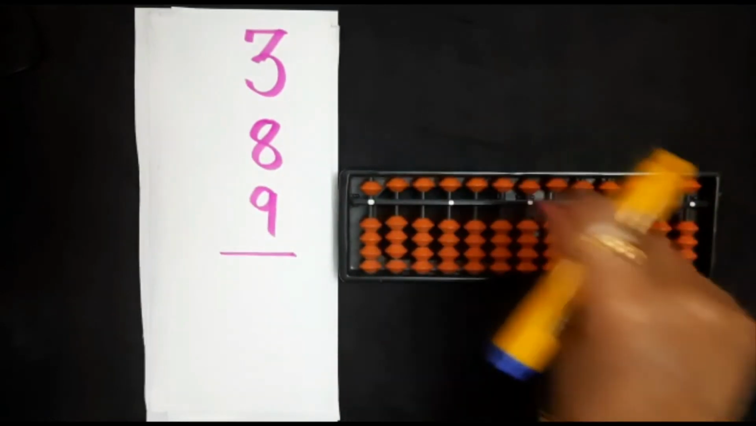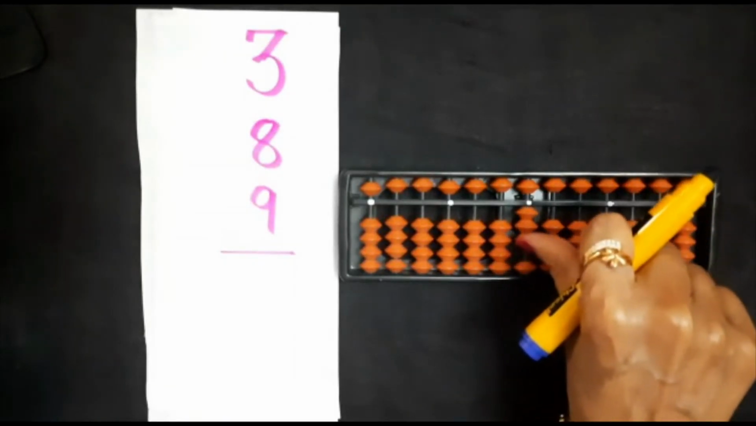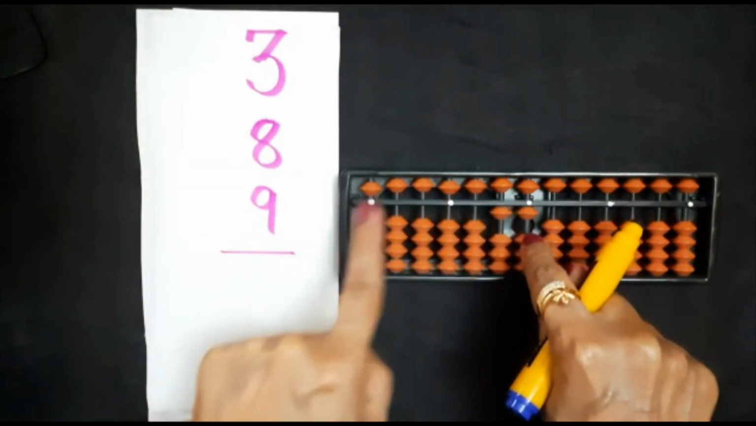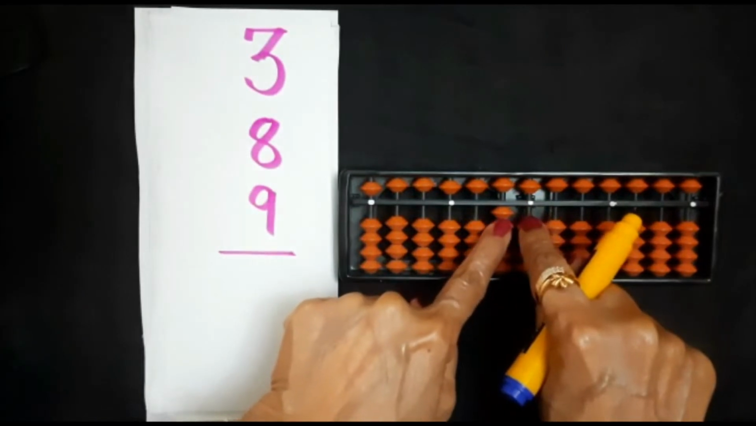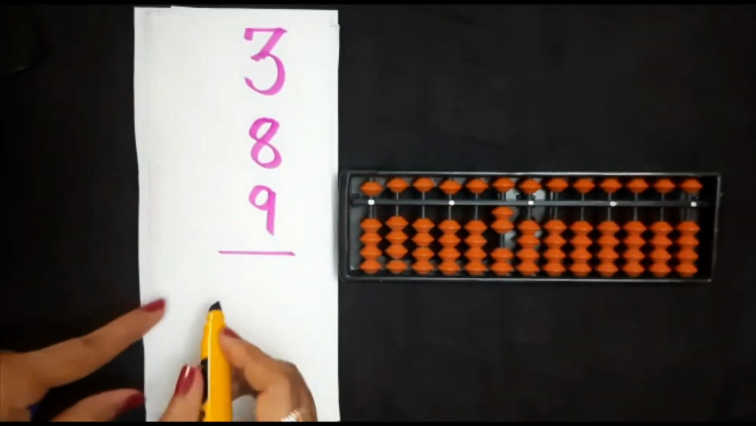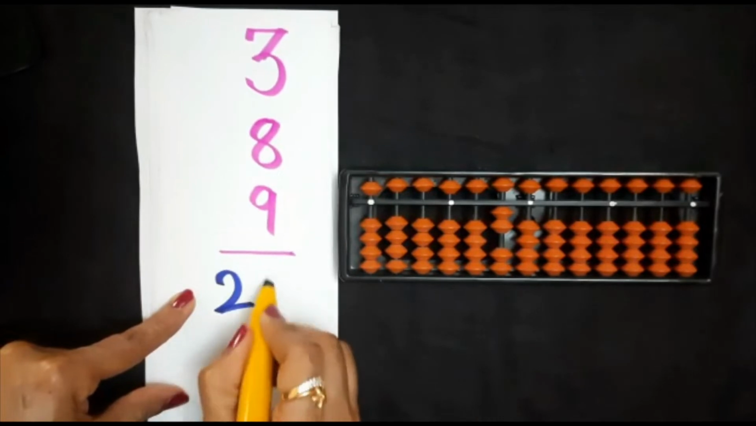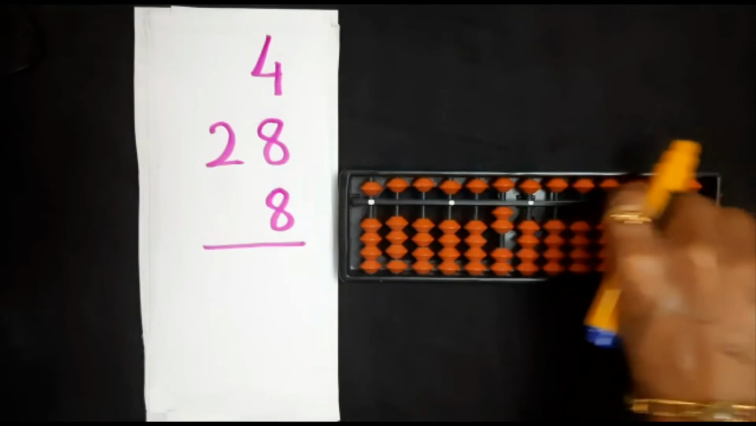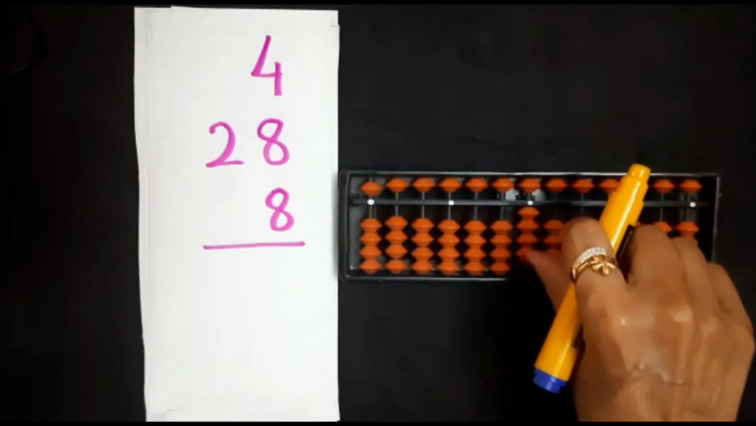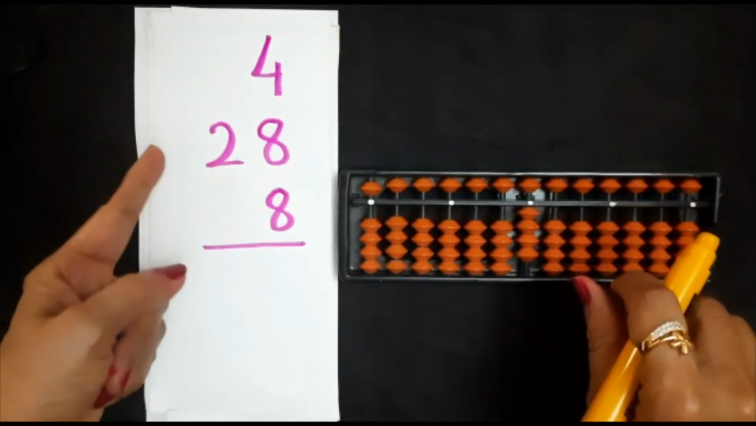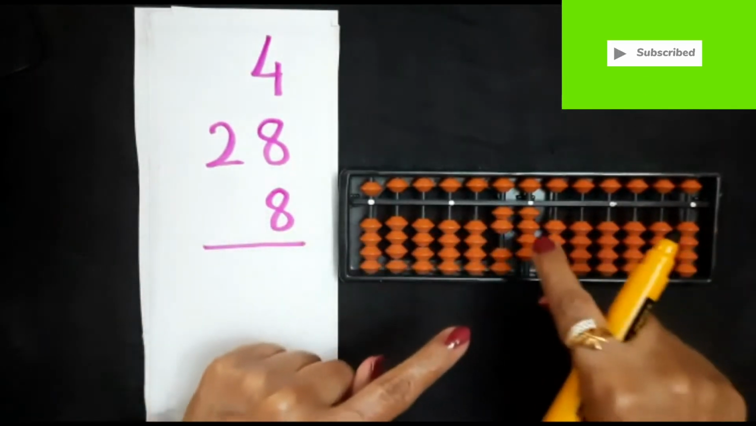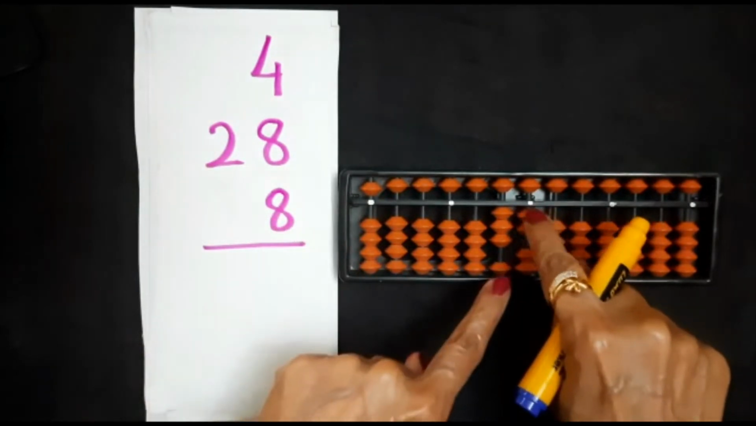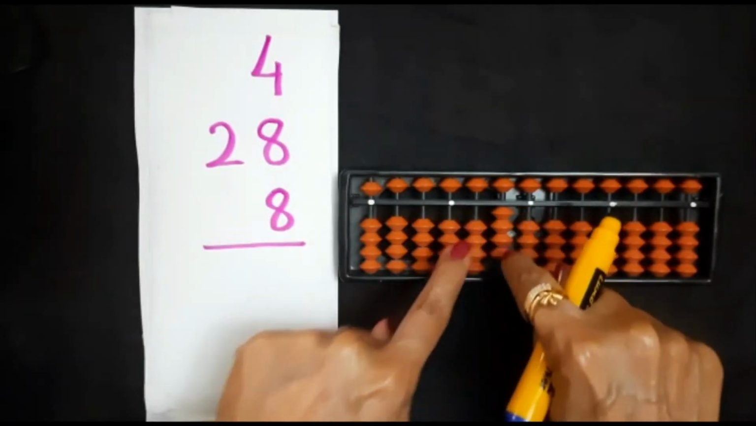Clear the abacus. 3 plus 8 minus 2 plus 10. 9 minus 1 plus 10. So answer is 20. Clear the abacus. 4 plus 28. We will split the number 20 and for 8 we use formula minus 2 plus 10. Again for 8 we use formula minus 2 plus 10. So answer is 40.